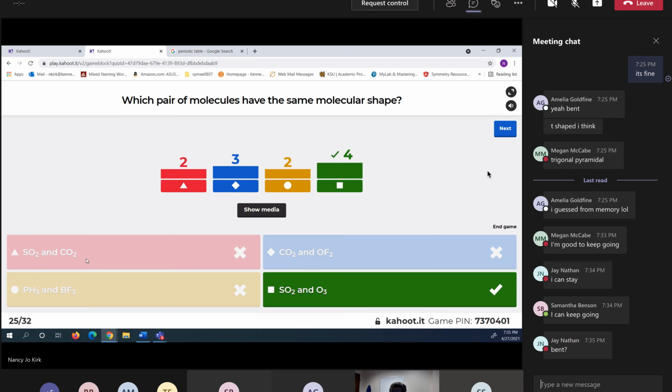So toss out the red one. Over here, the same thing. We have oxygen bonded to 2 fluorines. It's going to have the same shape as oxygen bonded to 2 hydrogens. So it's bent and carbon dioxide is linear. That one we can toss out.